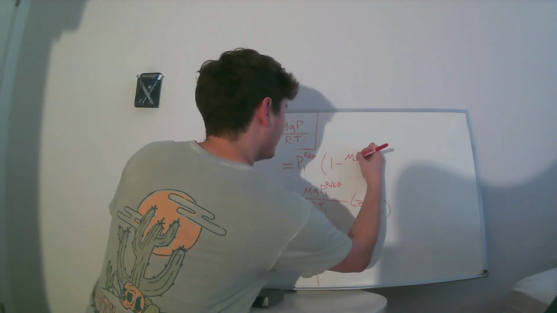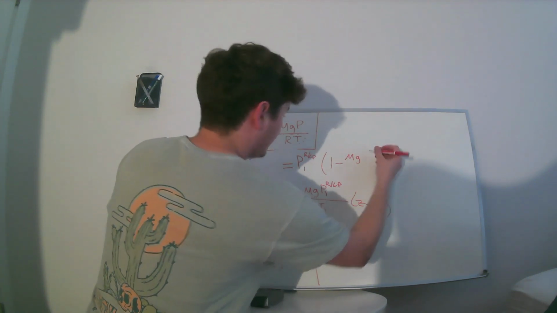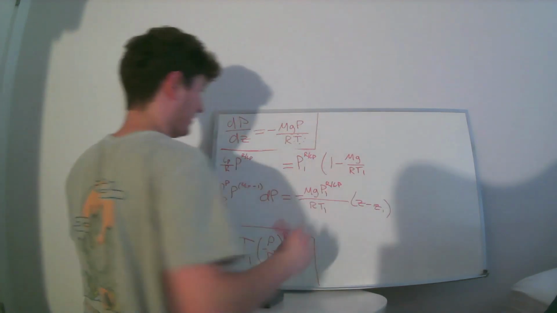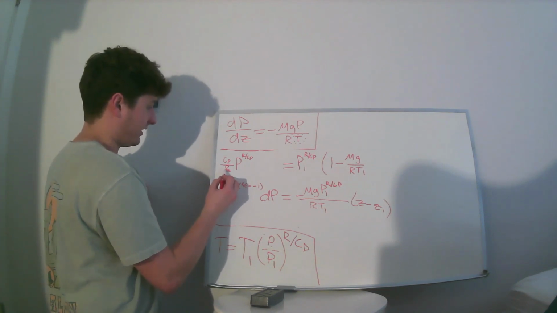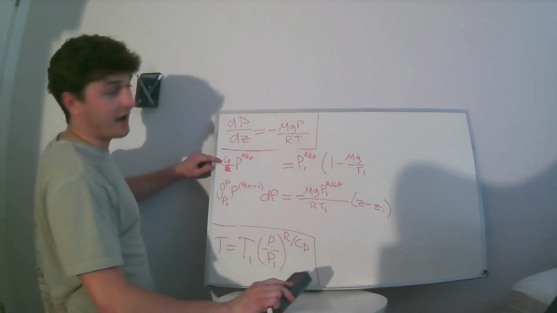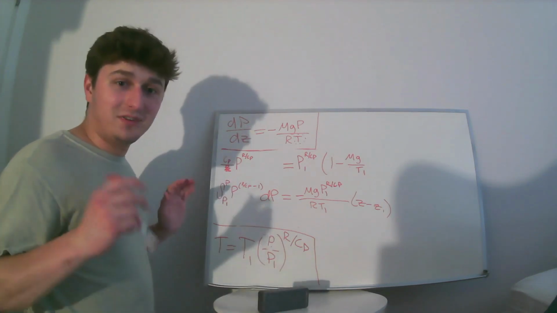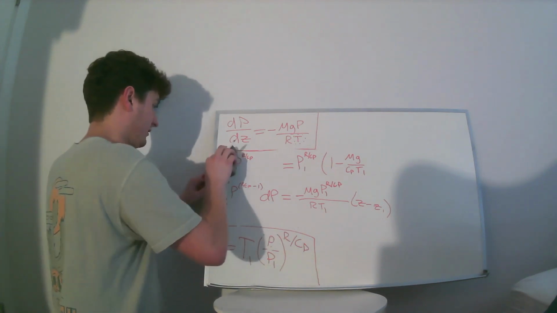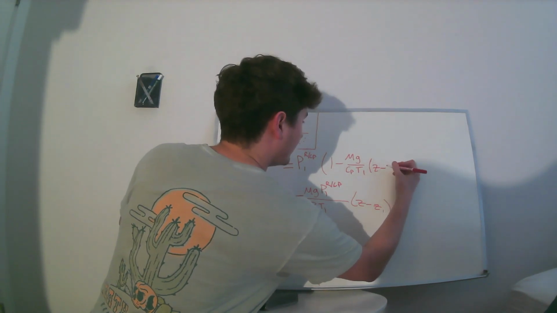We have minus the molecular weight of our gas multiplied by g, over RT1. Now, a quick thing that I just realized I forgot. This R right here, we remove this R. I'll just erase it. What we're going to do is divide by the specific heat at a specific pressure. So we're going to put that variable down there. And we're going to multiply that by Z minus Z1.